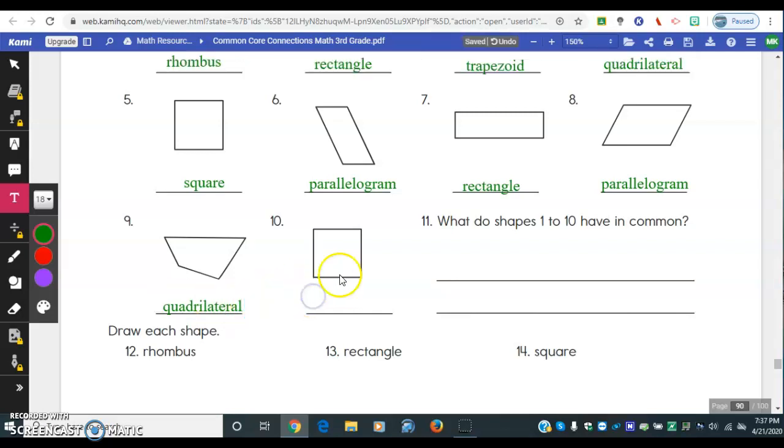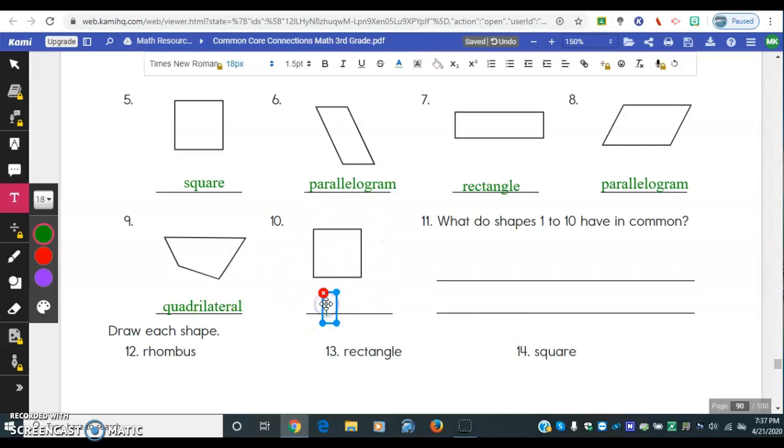So it doesn't fit the rules of anything other than just a quadrilateral. And last one, all 4 sides the same length, nice square corners, parallelogram, that's a square.